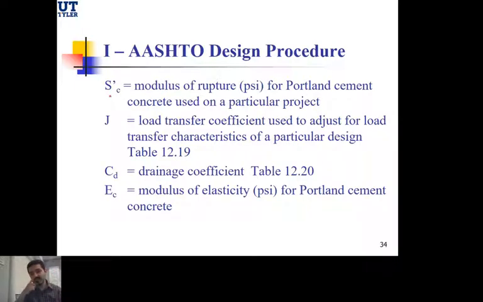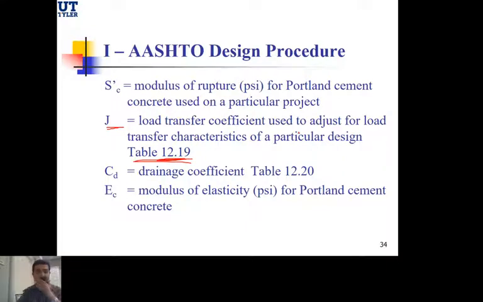This is the modulus of rupture for Portland cement concrete. That is, again, that's used on a particular project. The J value is actually the load transfer coefficient that's used, and I'm going to explain it and have its own table, which is table 12.18. But the load transfer coefficient actually is used to adjust for load transfer characteristics of a particular design.